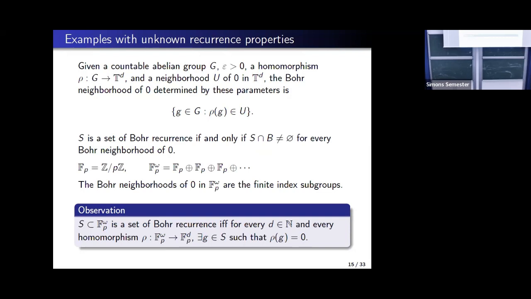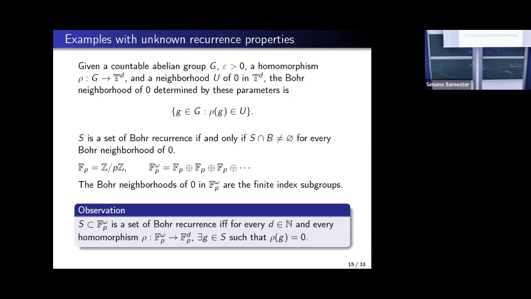all the elements in this group have order P. Let's just say P is prime. All the elements of the group have order P, so all the elements in the image have order P. There's only finitely many elements of order P in the d-dimensional torus. So when you look at these homomorphisms, you're really looking at a homomorphism into a finite group. So the Bohr neighborhoods of 0 are just the finite index subgroups in F_P^omega. Okay.